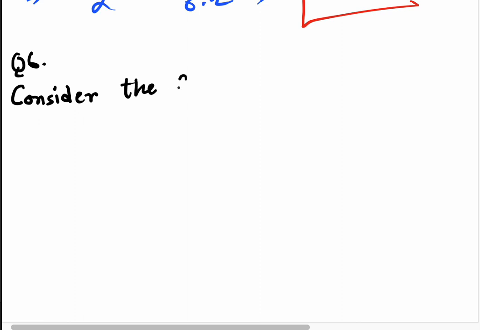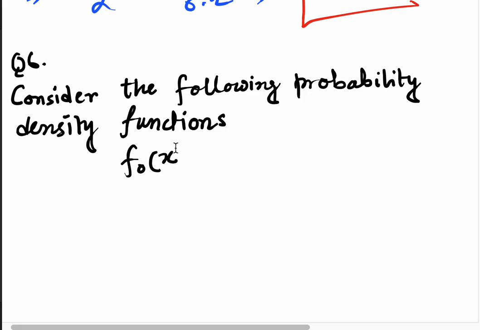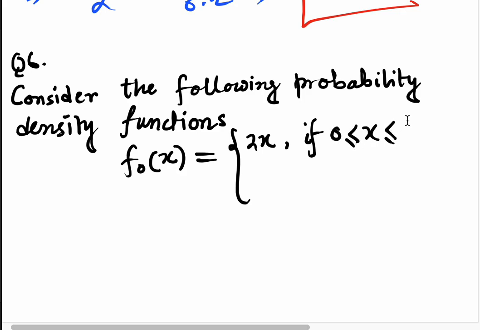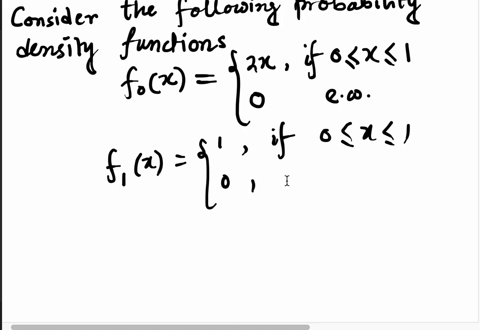Consider the following probability density functions. f0(x) is 2x if 0 < x < 1, and 0 elsewhere, and f1(x) is the uniform distribution, 1 if 0 < x < 1, and 0 elsewhere.